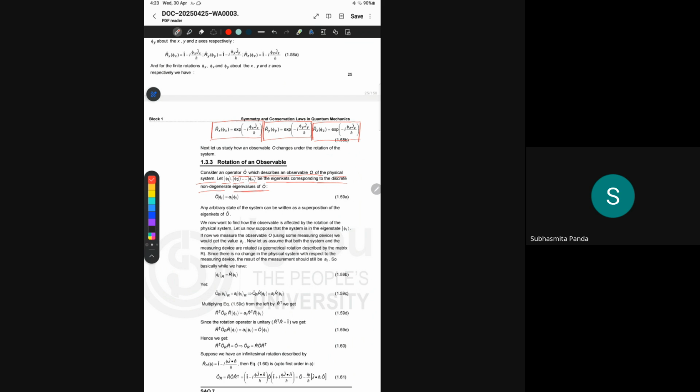Eigenvalue equation, you have read this. Let us say you took an energy operator. Let me explain a little bit, then I will come back to this part.